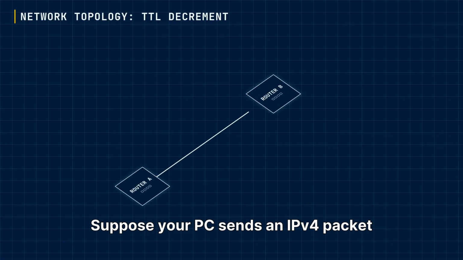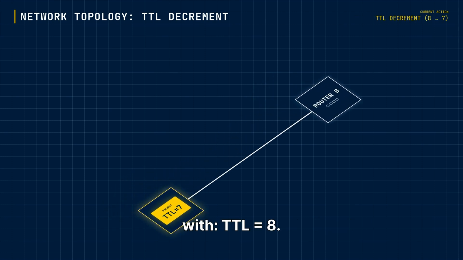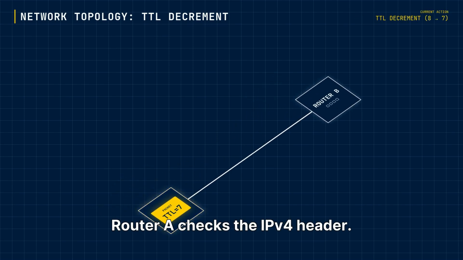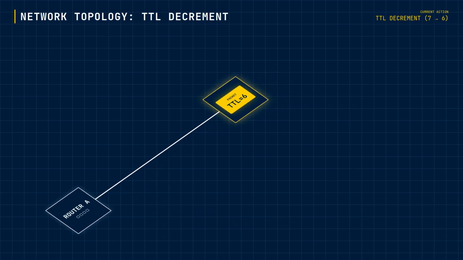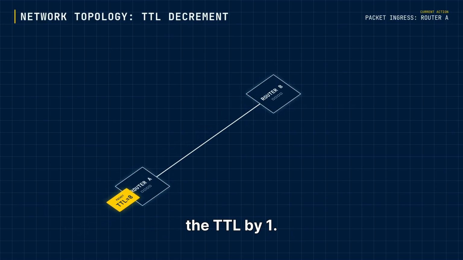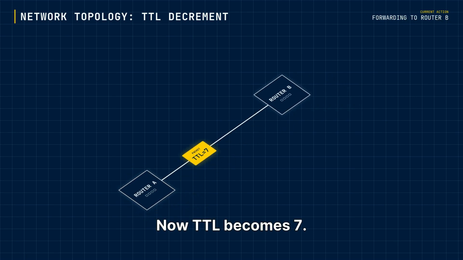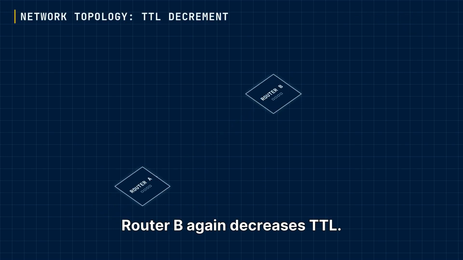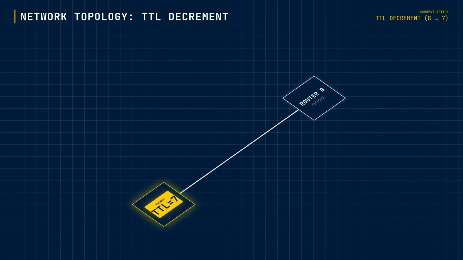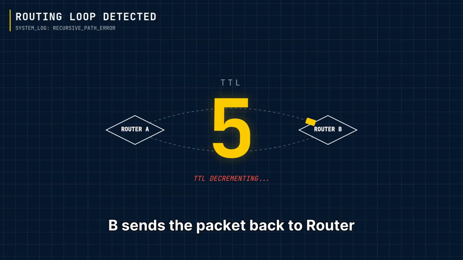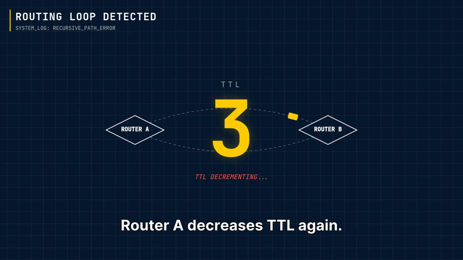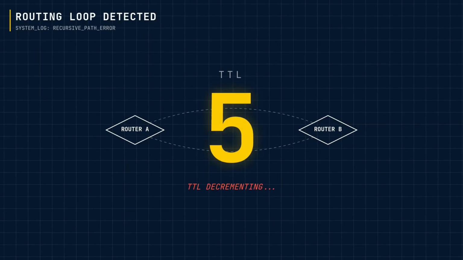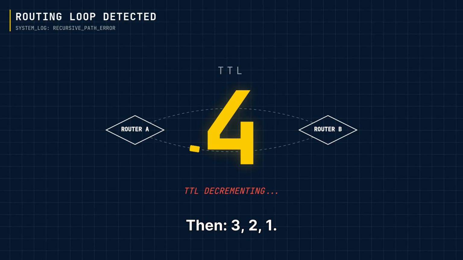Suppose your PC sends an IPv4 packet with TTL equals 8. The packet reaches router A. Router A checks the IPv4 header. It sees TTL equals 8. Before forwarding the packet, the router decreases the TTL by 1. Now TTL becomes 7. Then router A forwards the packet. The packet reaches router B. Router B again decreases TTL. Now TTL becomes 6. But because of the routing loop, router B sends the packet back to router A. Router A decreases TTL again. Now TTL becomes 5. Again, the packet goes to router B. TTL becomes 4. Then 3, 2, 1.